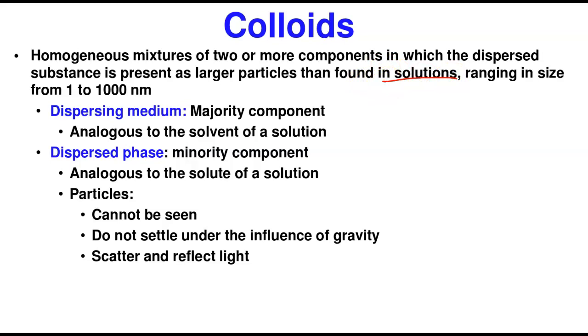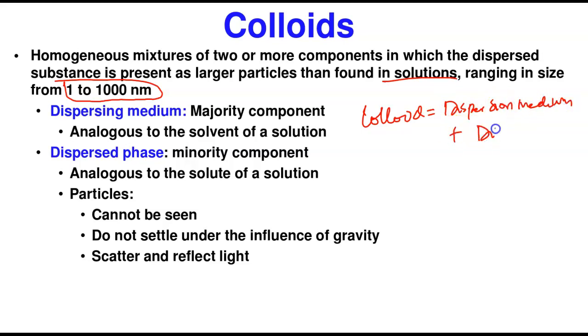The solute of the colloid, which we call the dispersed substance, is the solute of the solvent. Now, it's actually larger than those of the solution. In fact, it could be in the region of 1 to 1,000 nanometers. Again, let me say, a colloid simply means dispersion medium plus dispersed phase.